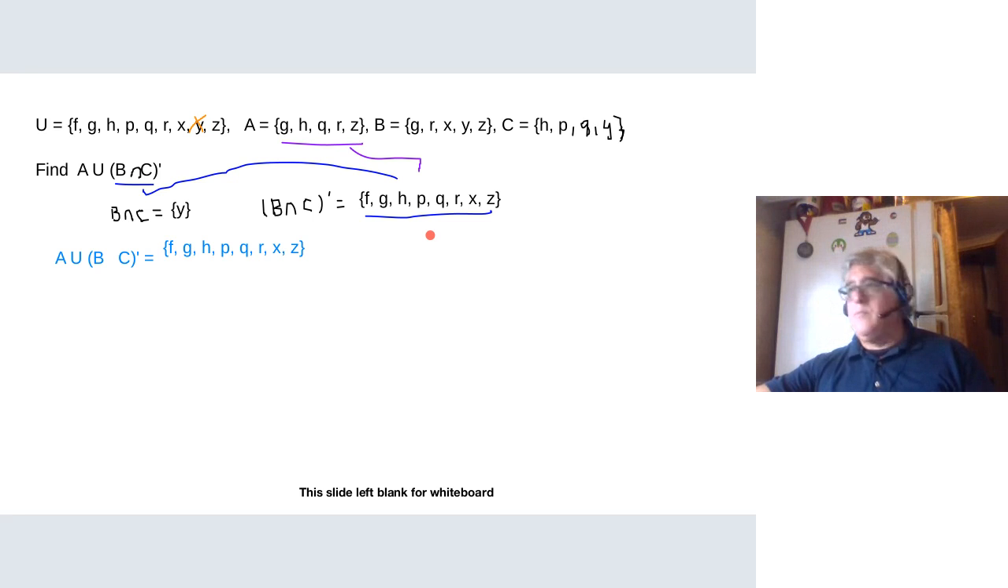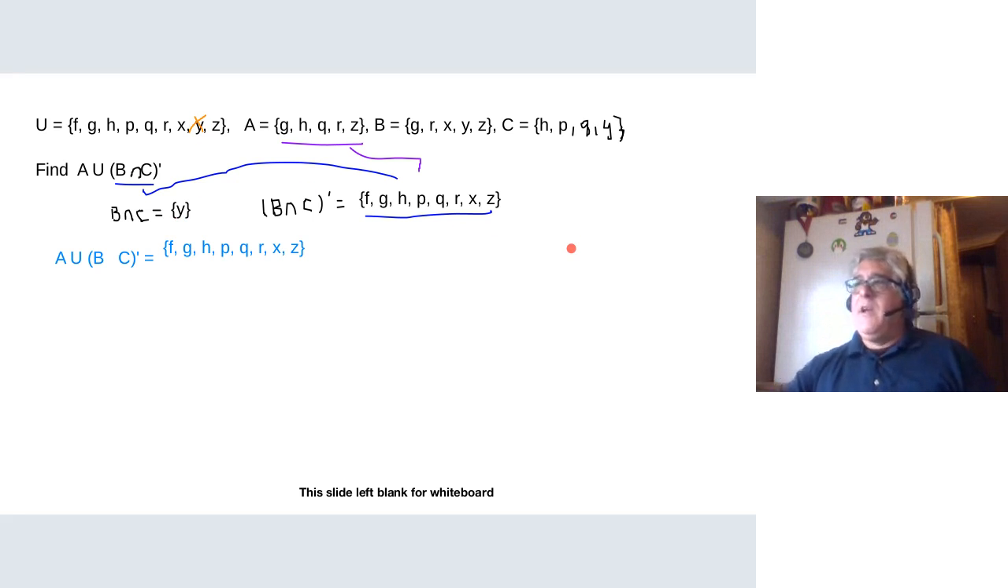No, I was talking about, you see how after the parentheses they have a dash on the top? You see where I'm talking about? You talking about right here? Yeah. That's the complement. Okay. That's everything that's not in B intersection C, which is what we found right here. Okay, I see it now. Okay, thank you. Because B intersection C, the inside was just Y. So the complement is everything in U that's not in B intersection C, which is everything else but the Y.